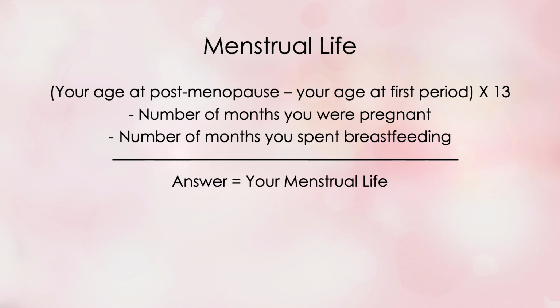Then you subtract from that number the number of months you were pregnant, using 10 months for each term pregnancy. Subtract 1 month for each month of prematurity if you had a near-term pregnancy. And then you subtract from that the total number of months you breastfed. And the final answer is your menstrual life.